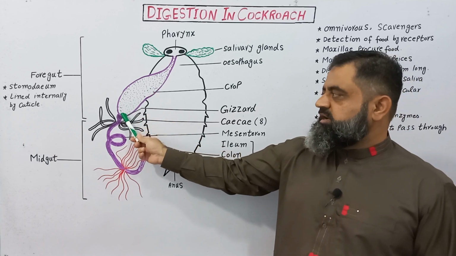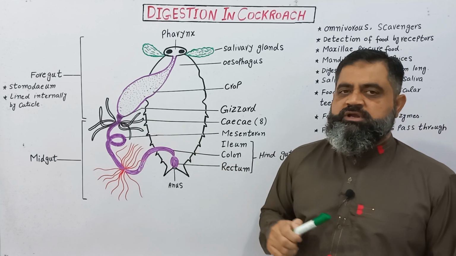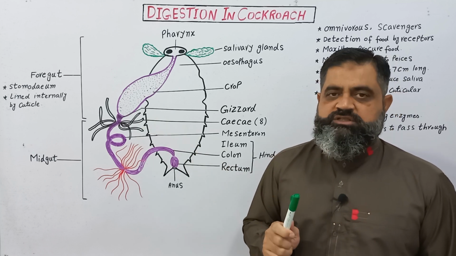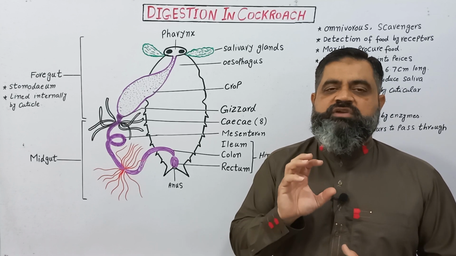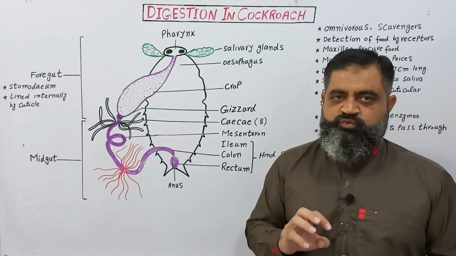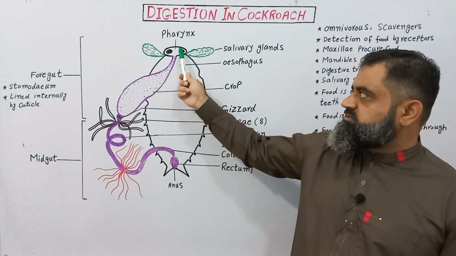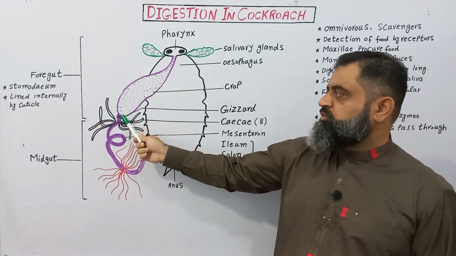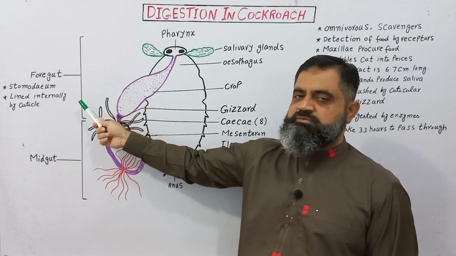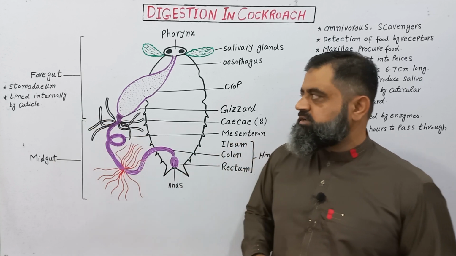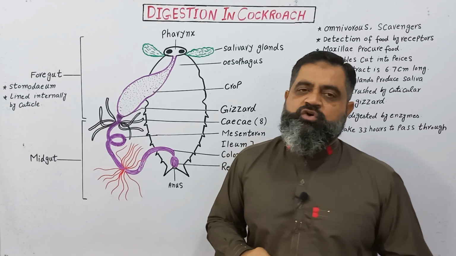Chunk by chunk, food is then transported into a small structure which is internally lined by cuticular teeth, known as gizzard. This structure helps in the grinding of larger pieces of food into smaller ones. The digestive system of the cockroach from mouth until gizzard is known as foregut. Foregut is also known as stomodeum, and it is lined internally by a layer of cuticle.